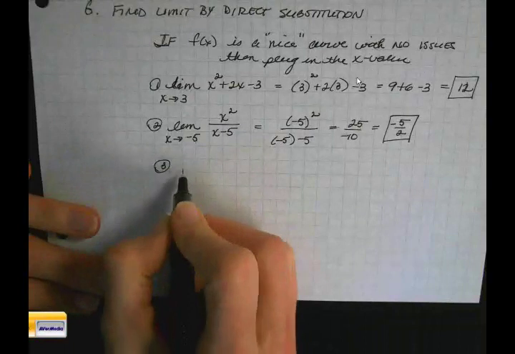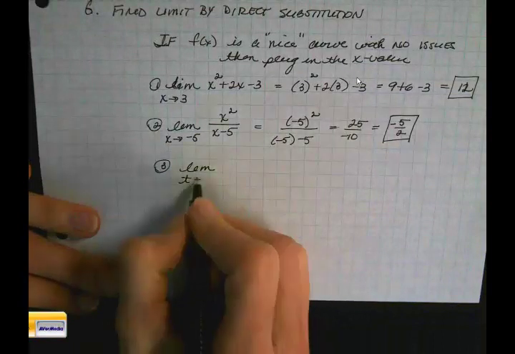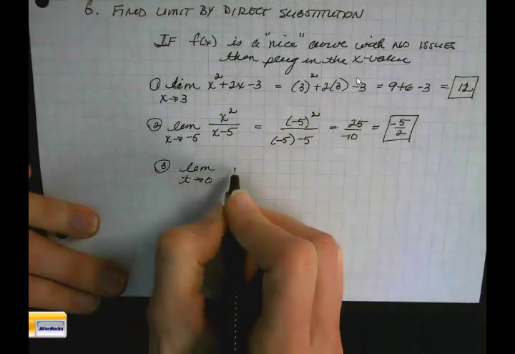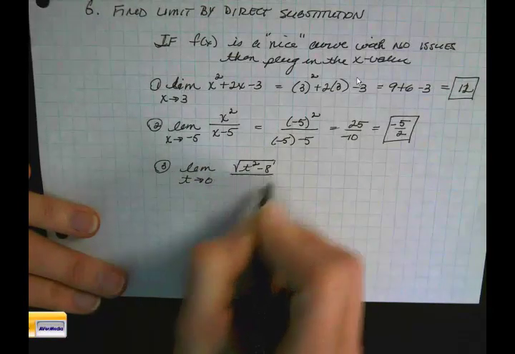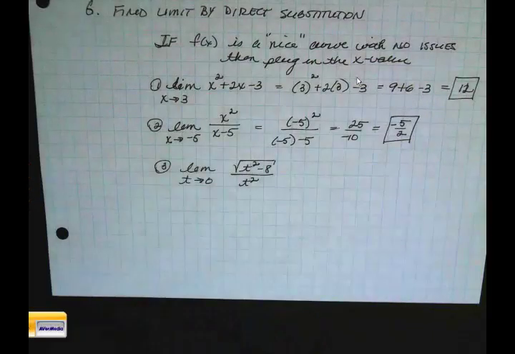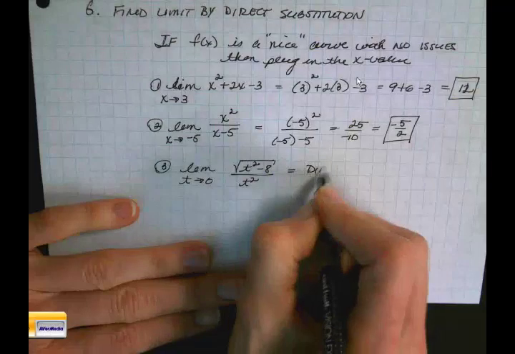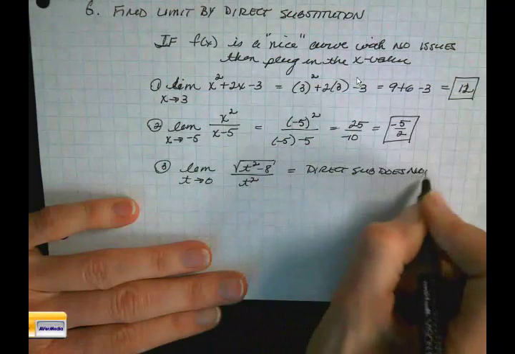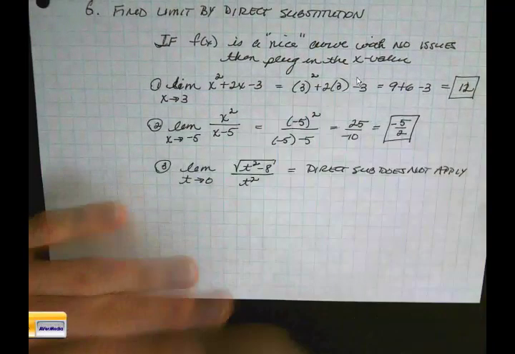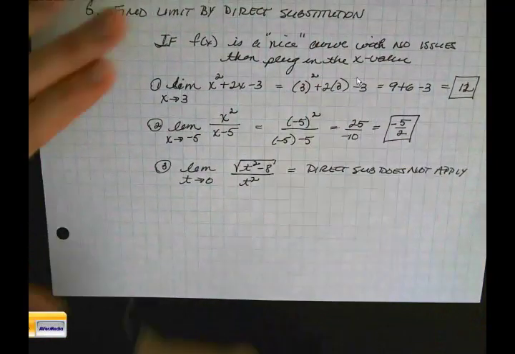Okay, suppose they give one like this. The limit, and often they'll use t. Okay, watch for the variable t. The limit as t approaches 0, and it's something like the square root of t squared minus 8 over t squared. Now, can I use direct substitution? No. Okay, can't do this one. Direct substitution does not work here. So we're going to have to look for another way to make it happen. We might have to graph it. We might have to use a table. We might have to use some algebraic manipulation. We got to look for another way.